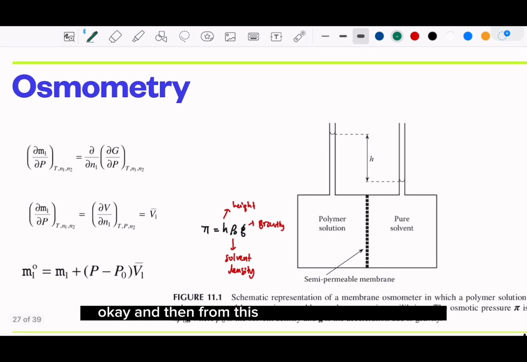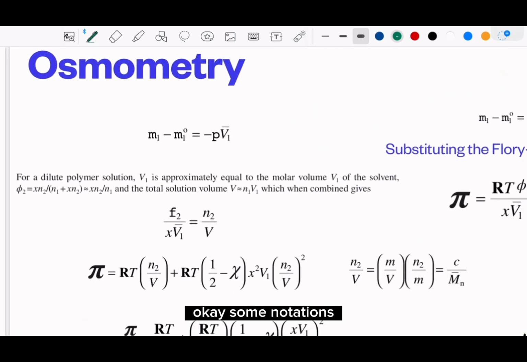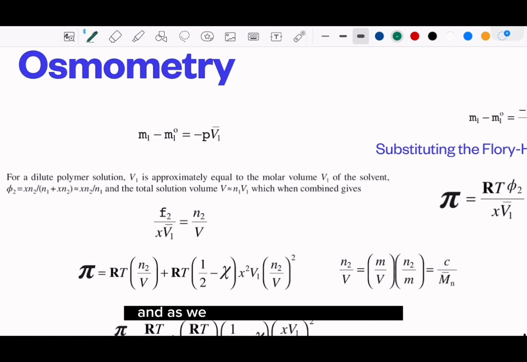Okay, and then from this part we could see some notations. And as we see from the previous part, for a dilute polymer solution, V1 is equal to the molar volume of the solvent, and then we have this. This is very similar to what we have before. So we can simply write down that approximately this part will equal to this.